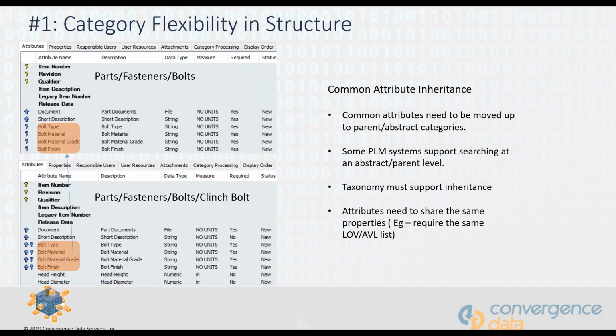These attributes will share one global LOV, or list of values, also known as an allowed values list, as opposed to each individual storage class having repetitive LOVs. Some PLM systems support searching at an abstract or parent level. A taxonomy that supports inheritance aids in generating the best search results for these PLM systems at that level.